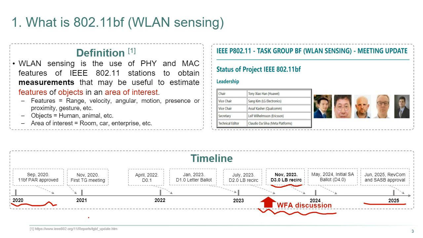As Edward mentioned, the IEEE 802.11bf WLAN sensing standard is the first international standard for ISAC, integrated sensing and communication. It will be very important for the future, especially for future 6G ISAC standardization.